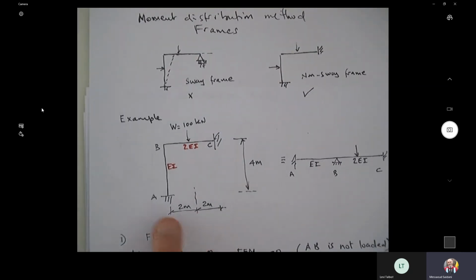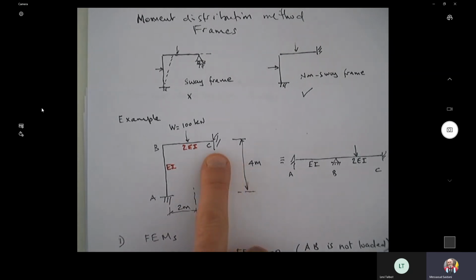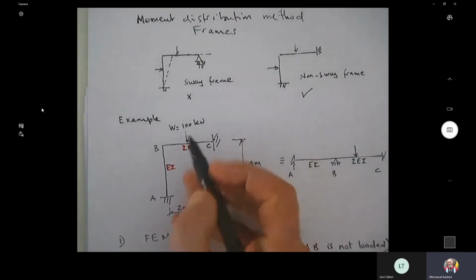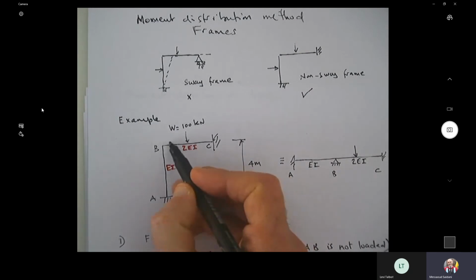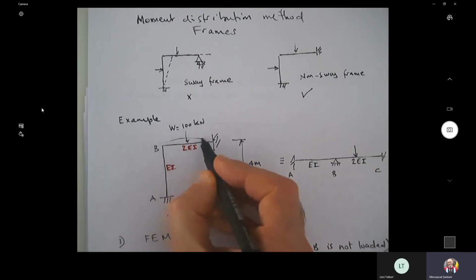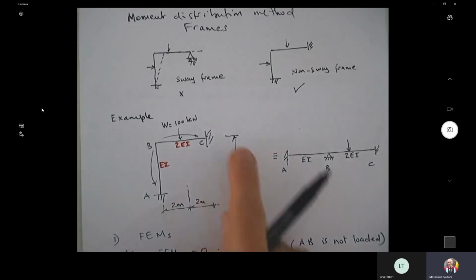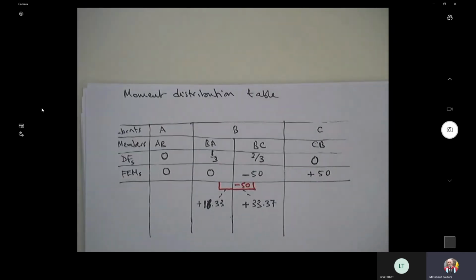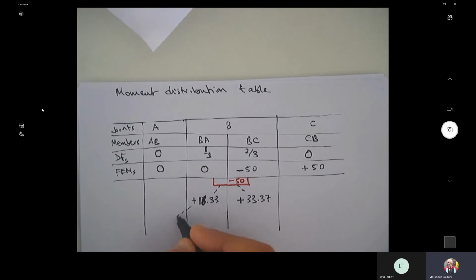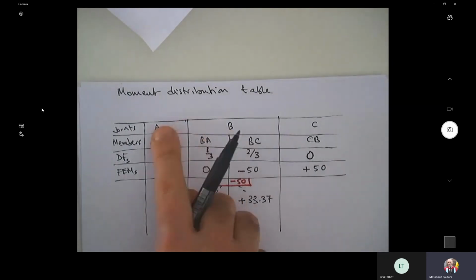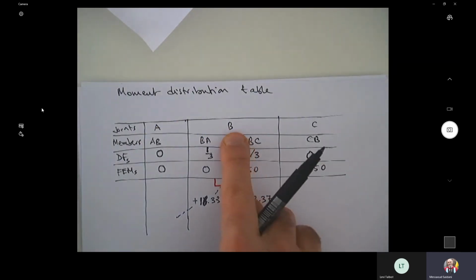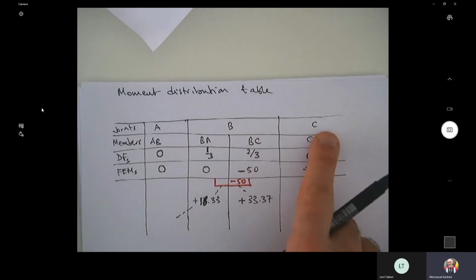Now, you see here, we've got end A fixed. And we've got C also fixed. So because they are fixed, you need to carry over half from B to A. Is that clear? Because they are fixed. So we carry over half from joint B to joint A, and we carry over half from joint B to joint C.